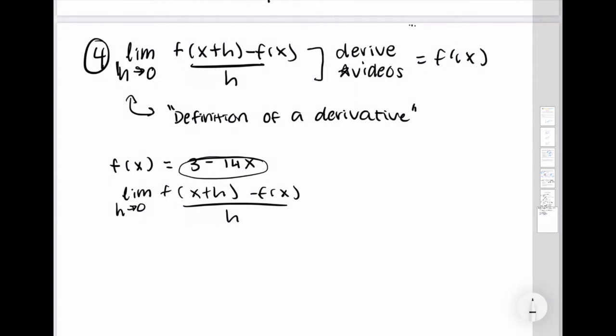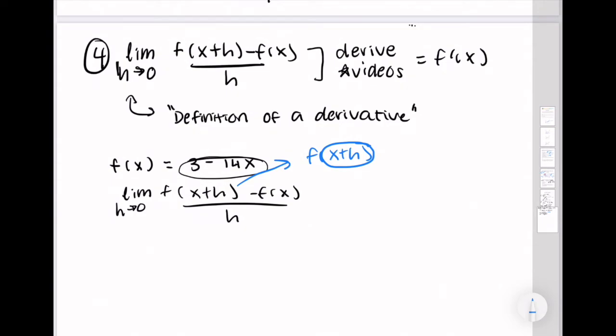So remember that f of x is the function and x is the variable, the x component. Here, I'll use a different color so it doesn't get too confusing. When we have f of x plus h, this is still a function, but now our x variable is x plus h. So this is our whole x variable.